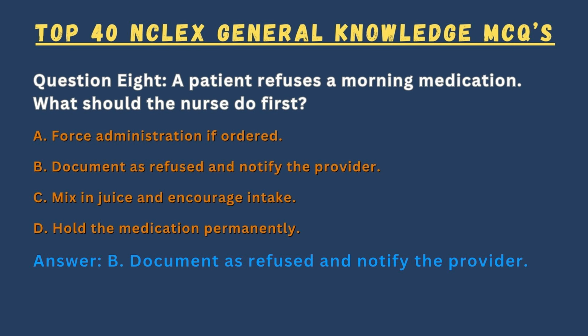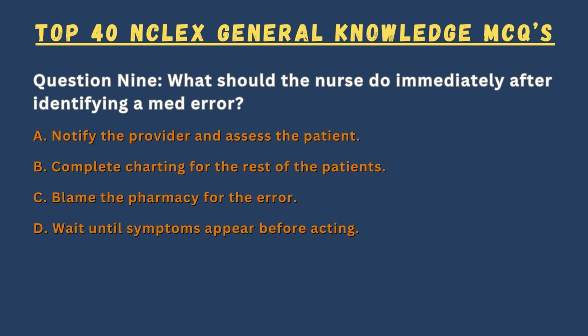Answer. B. Document as refused and notify the provider. Question 9. What should the nurse do immediately after identifying a med error? A. Notify the provider and assess the patient. B. Complete charting for the rest of the patients. C. Blame the pharmacy for the error. D. Wait until symptoms appear before acting.